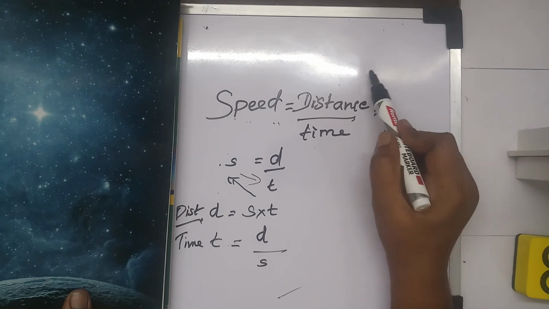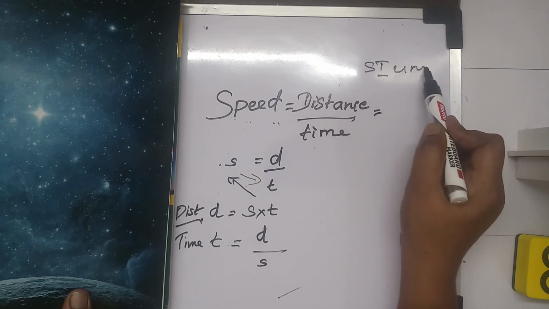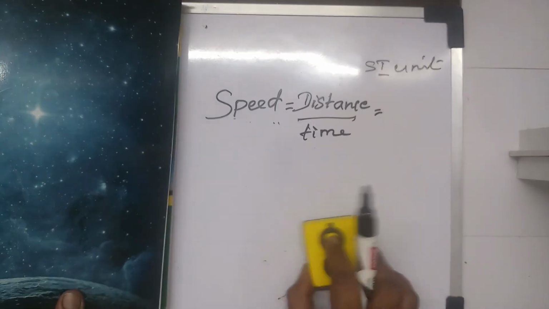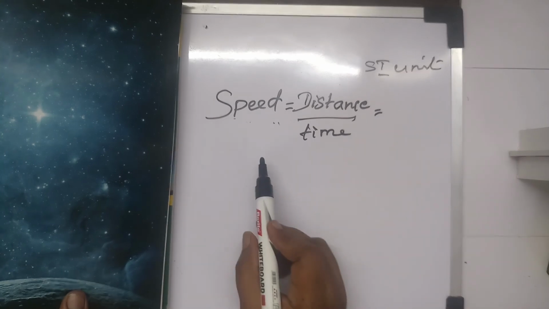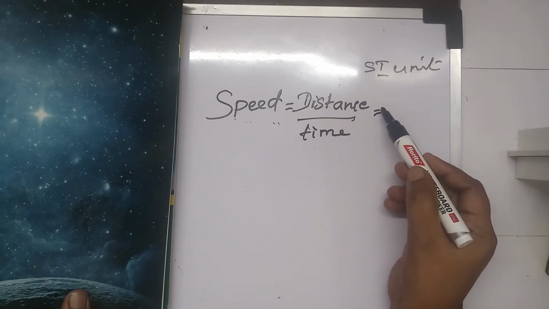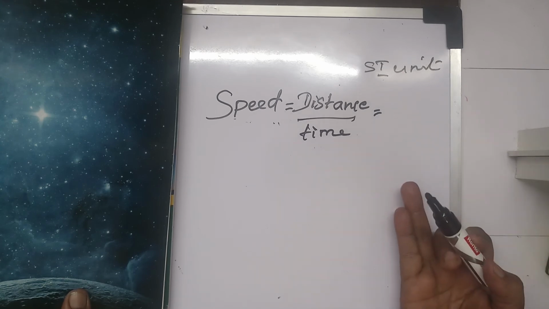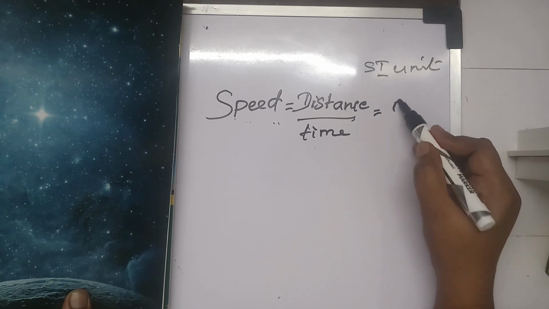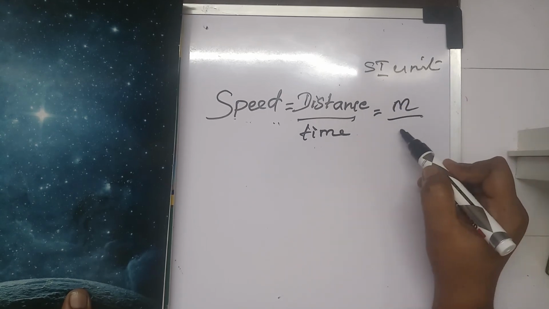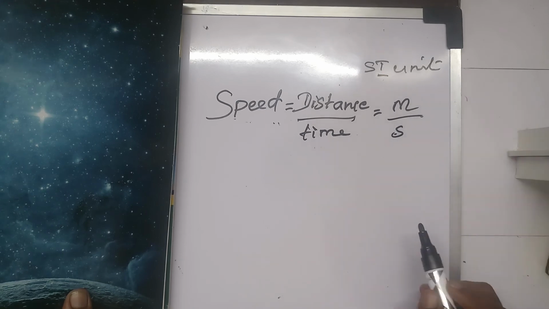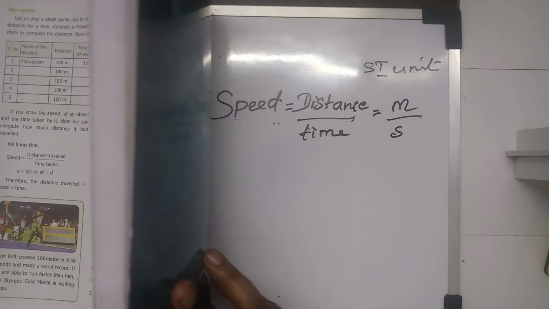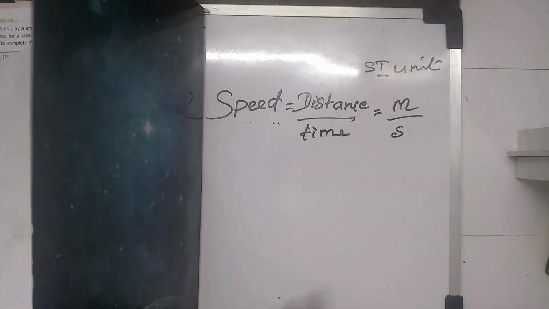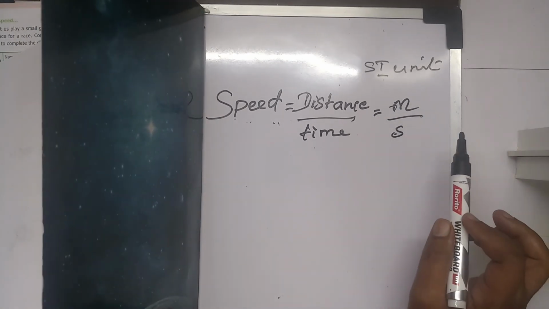What is the SI unit for speed? Now I will just clear it off, children. Let me tell you what is the SI unit for speed. Okay, what is the unit for distance? Tell me. Distance is meter. Distance is the length, so meter. What is time? Seconds. So meter per second. This is what is called the SI unit for speed, meter per second, meter by second.